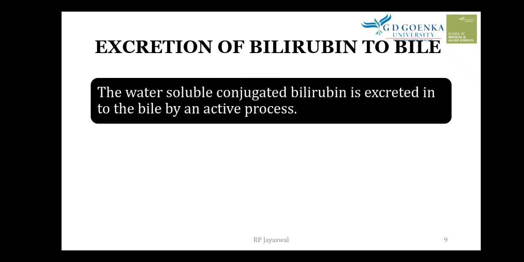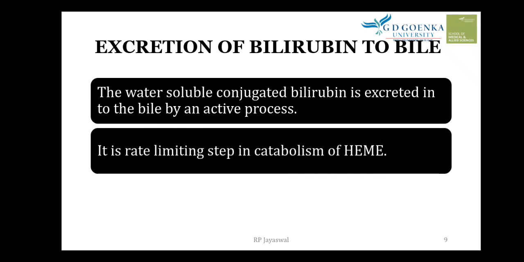The water soluble conjugated bilirubin is excreted in the bile by an active process. So this is the process by which the water soluble, or conjugated, bilirubin is excreted in the bile, and it is a rate limiting step in the catabolism of heme.